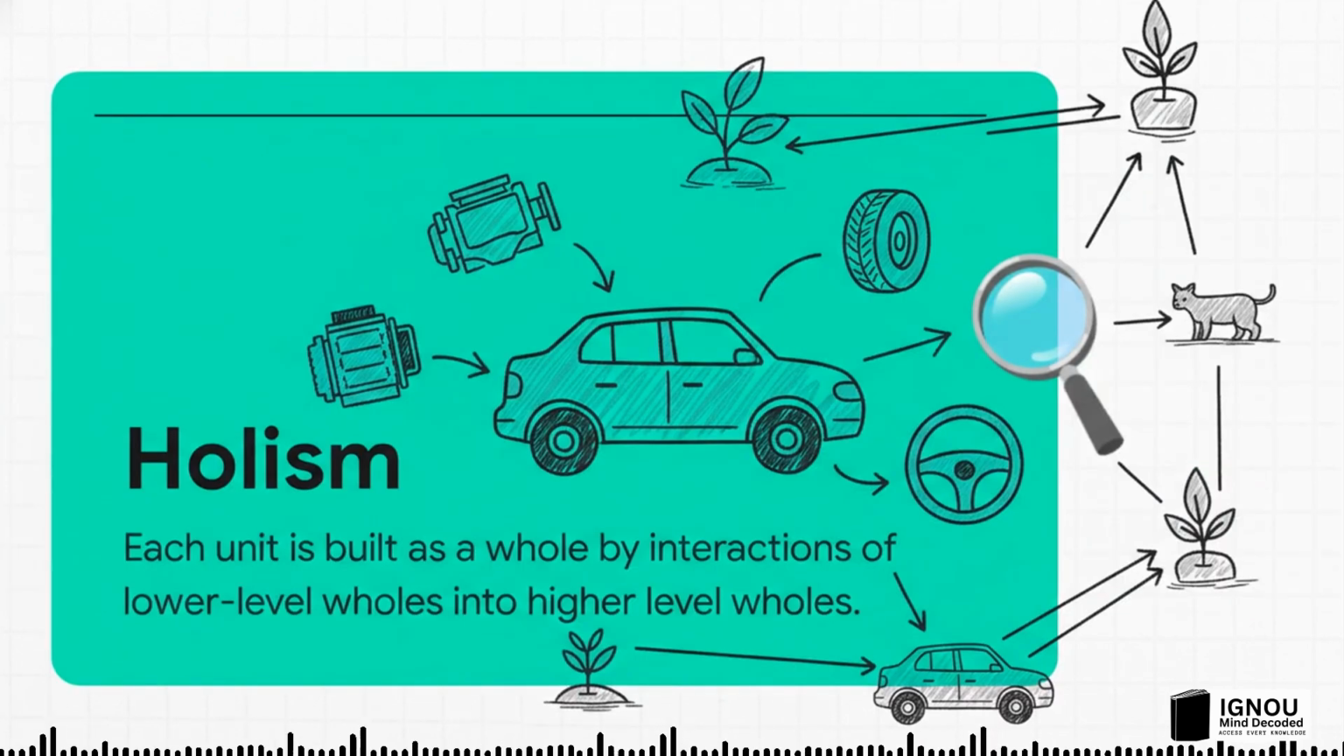First up is holism. The main idea here is that you can't understand something big just by looking at its tiny pieces separately. Think about a car. You could study a tire or a seat or the engine all day long, but you'll never understand how a car drives until you see how all those parts work together. That's holism. The whole is greater than the sum of its parts.